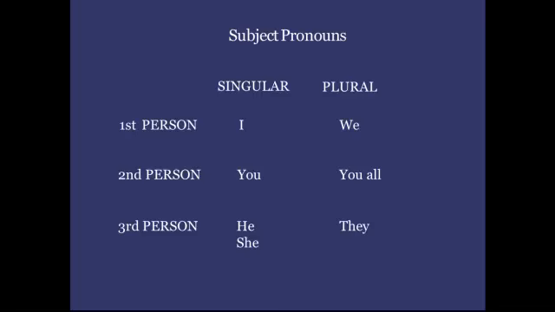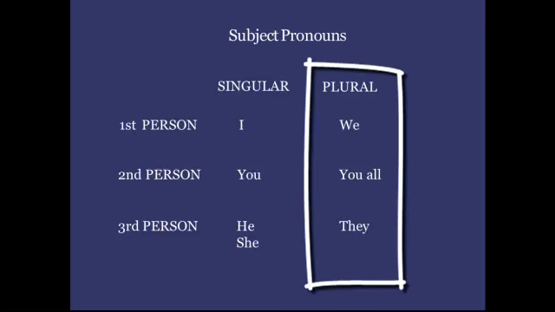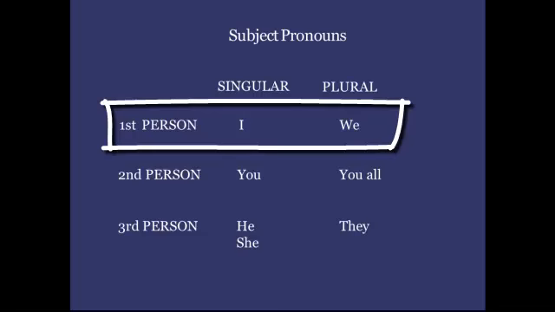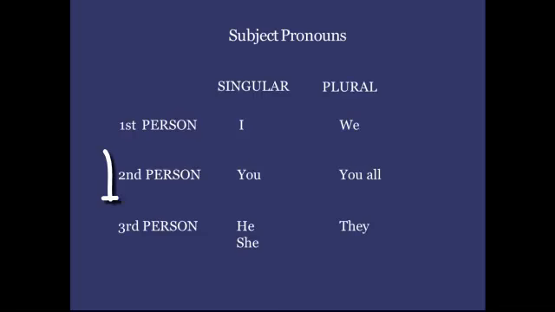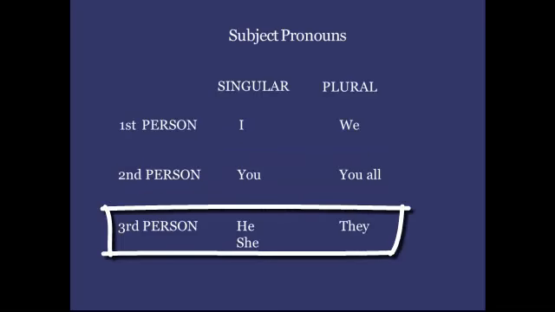These pronouns are organized into the columns of singular, when you are just talking about one person, or plural, when you are talking about more than one person. They are also organized in the rows of first person, when you are talking about yourself, second person, when you are talking to others, and third person, when you are talking about others.